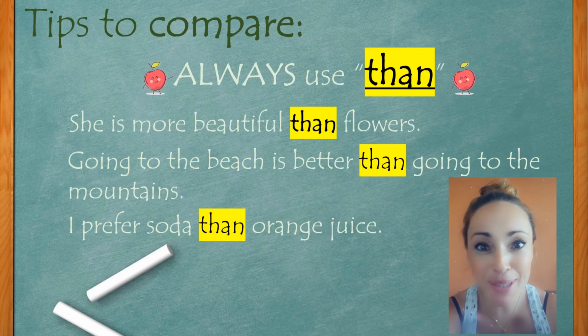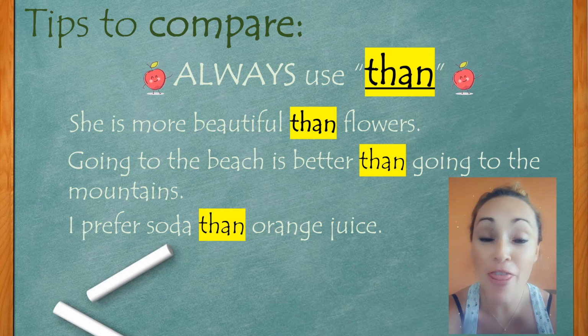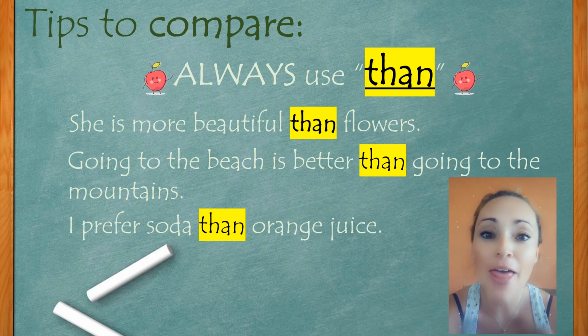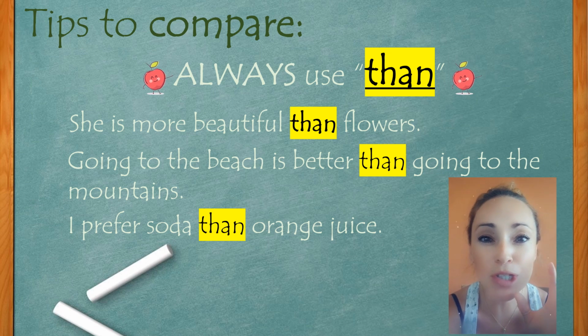Do you want some tips? I'm going to give you some tips. The first and most important, I already gave it to you. Comparatives only compare two things. Second tip. The second tip is that you must always use than. The word than, okay? Every time you are comparing in English. That's a tip. I'm going to give you some examples.